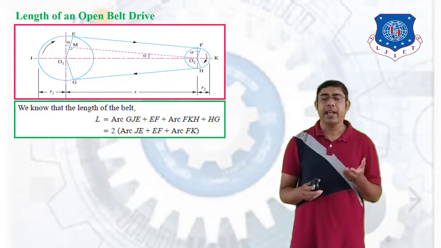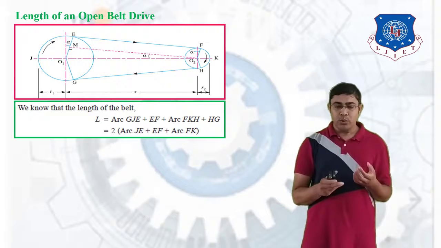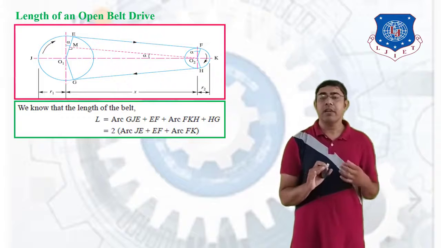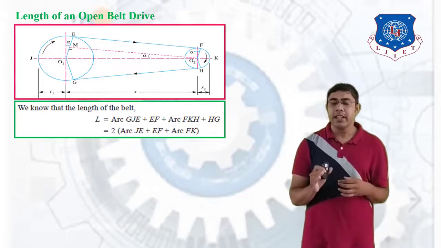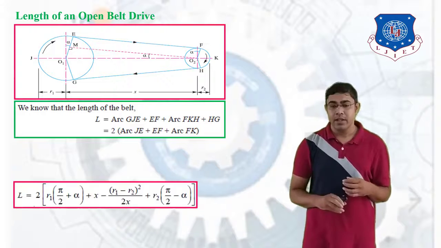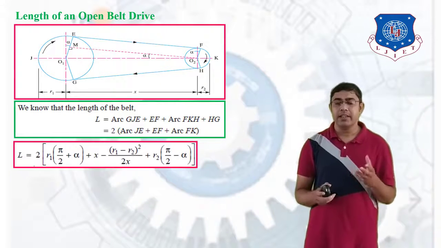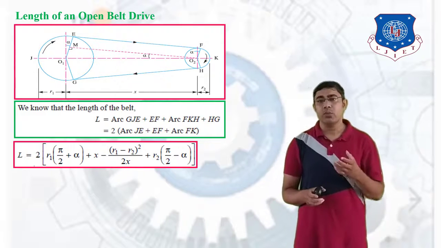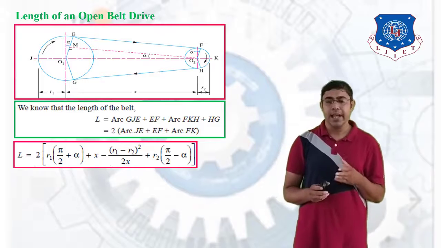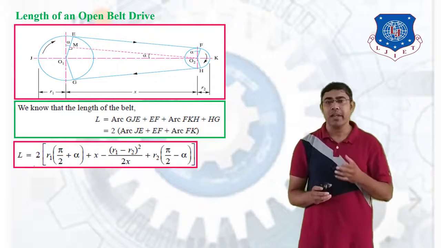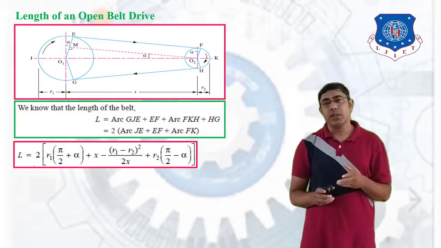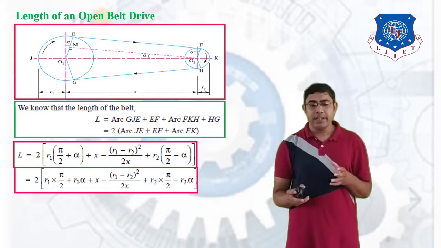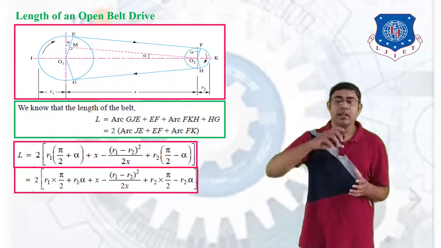Our equation is L is equal to 2 times arc JE plus EF plus arc FK. Now we have the values of arc JE, distance EF, and arc FK. So placing all these values, we get L is equal to 2 into R1 into pi by 2 plus alpha plus x minus (R1 minus R2) square divided by 2x plus R2 into pi by 2 minus alpha. Now we have to simplify this equation.